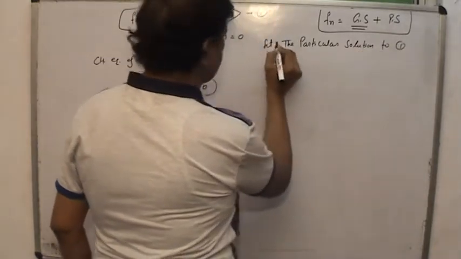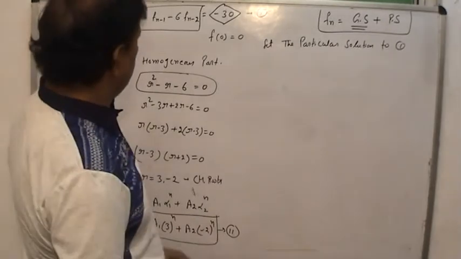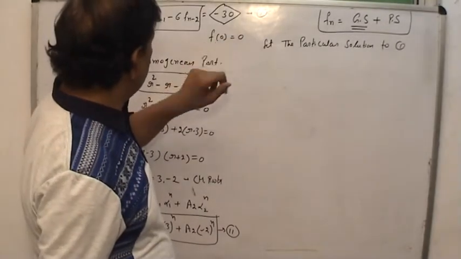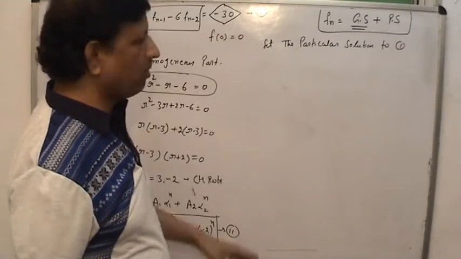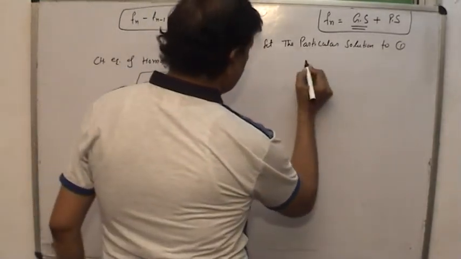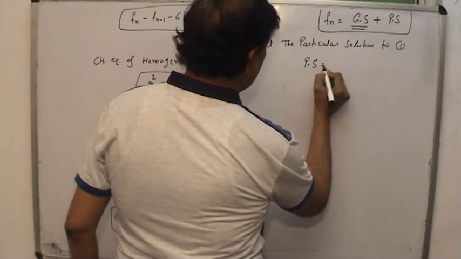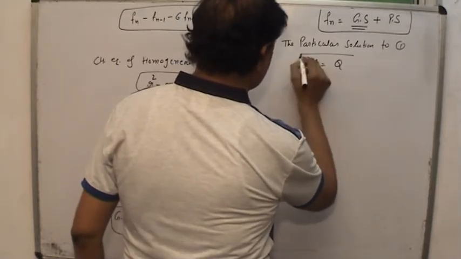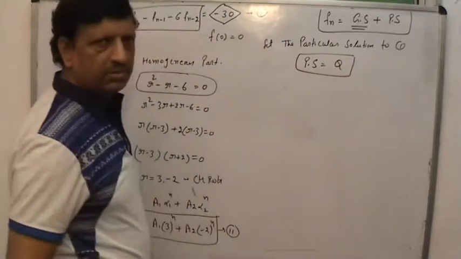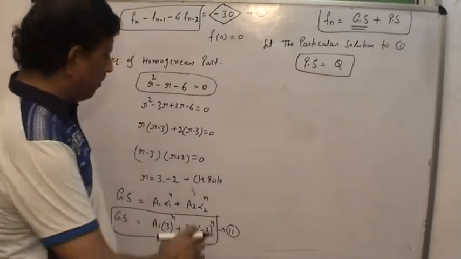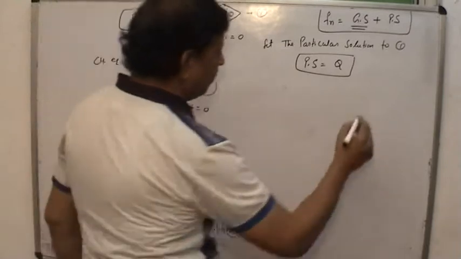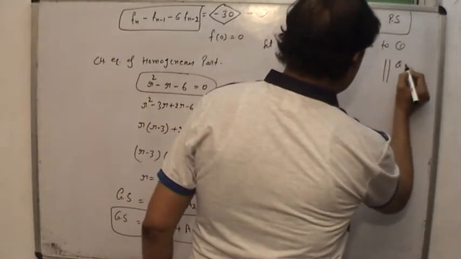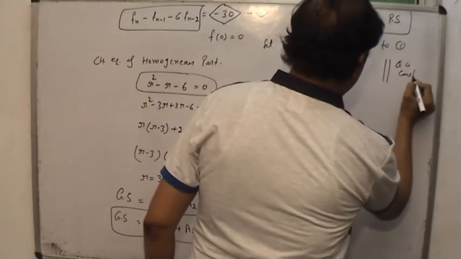Let the particular solution be to this one. Consider again, I stress on the term, it is constant. If it is constant, then we say the particular solution is also a constant. Say it is Q. Q is constant, same as A1 and A2. Here Q is constant.